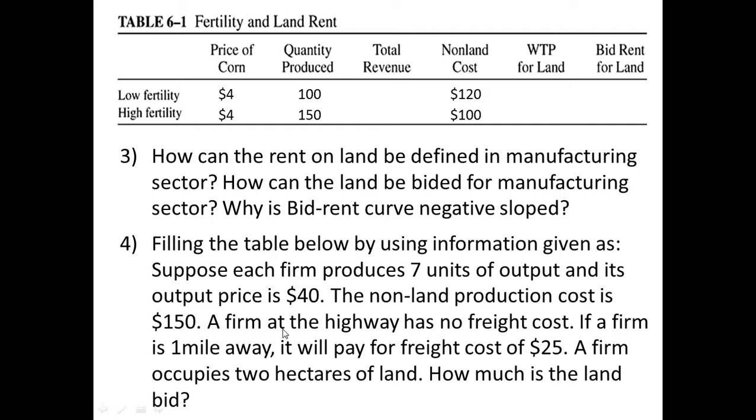A firm at the highway has no freight cost, because the firm is close to the highway, so there is no need to transport from the firm to the highway. If a firm is 1 mile away from the highway, the firm will pay a freight cost of $25. A firm occupies 2 hectares of land. The firm uses 2 hectares of land.